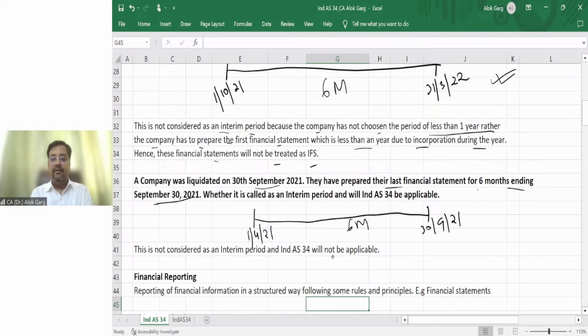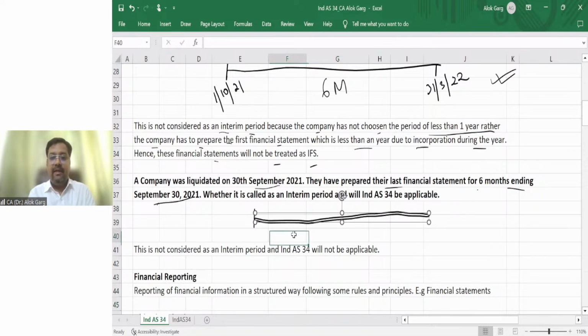Friends, tell me quickly whether this period will be considered as interim period. Answer is no. This period will not be considered as interim period. Why? Because the company has not chosen to report the numbers from 1st April to 30th September 21. Rather, the company is required to prepare the financial statement for this period, right? Okay.